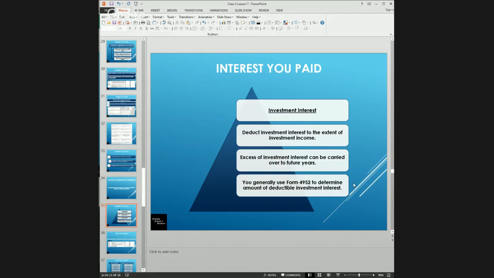Interest that you pay on investment interest. You can deduct your investment interest to the extent that you have investment income. If you have excess investment interest, you can carry it over to future years.